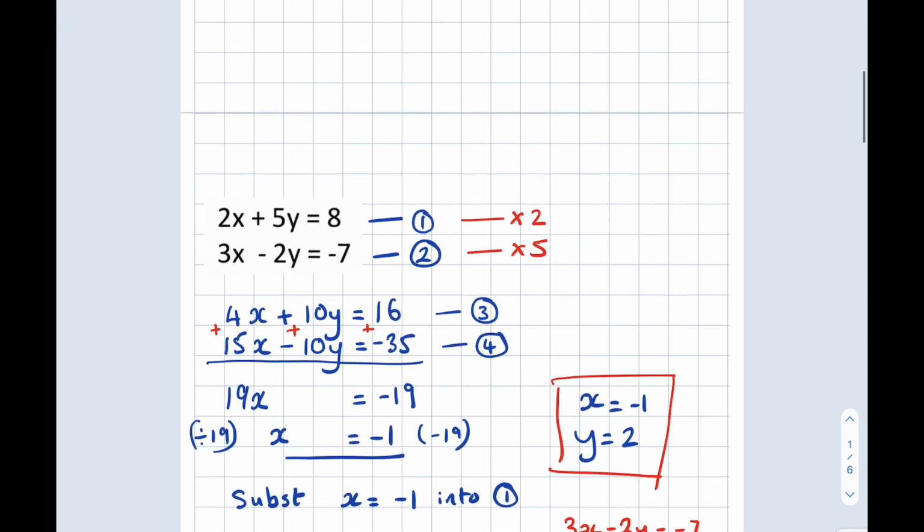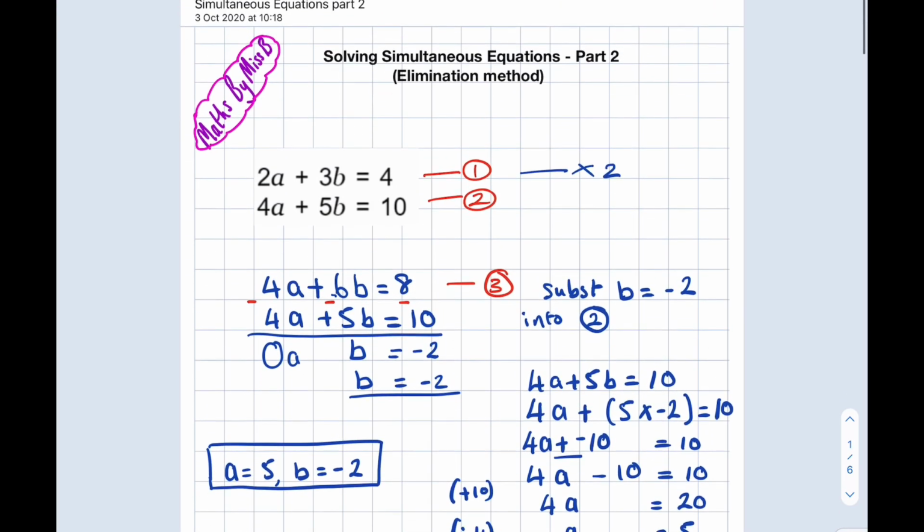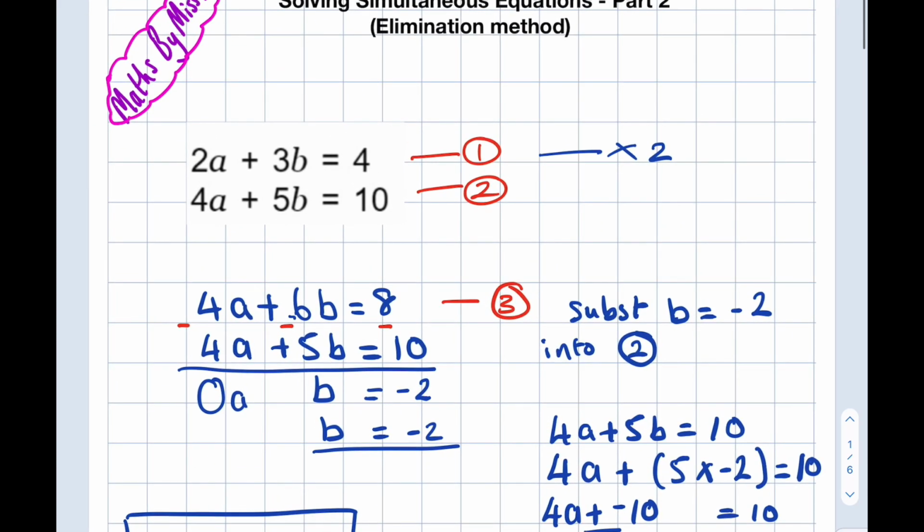Okay, I hope this did help. This was the second part of this elimination process. We will be looking at the substitution process as well in a later video.